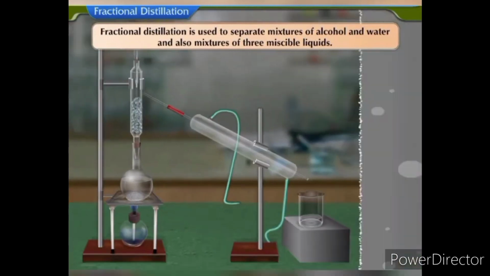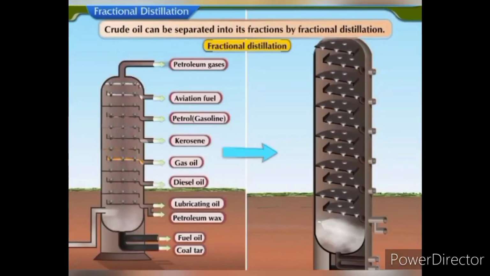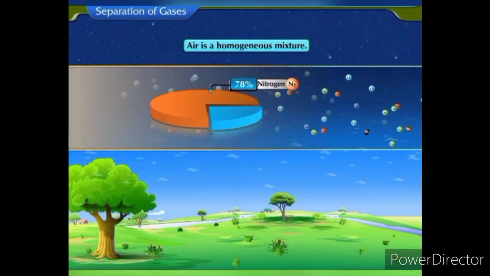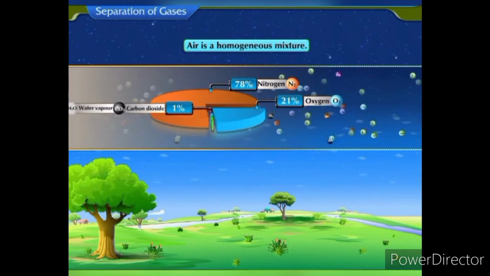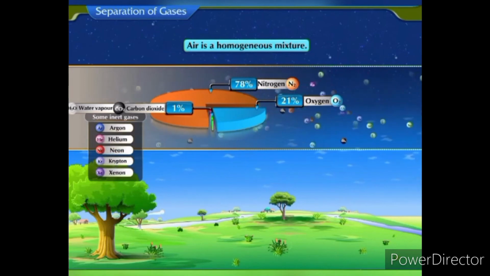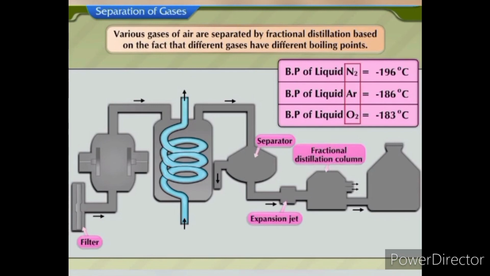Fractional distillation is used to separate mixtures of alcohol and water, and also mixtures of three miscible liquids. Crude oil can be separated into its fractions by fractional distillation. Fractional distillation can also be used to separate a mixture of gases. Separation of gases. Air is a homogeneous mixture of different gases like nitrogen, oxygen, carbon dioxide, argon, helium, neon, krypton, etc. Various gases of air are separated by fractional distillation based on the fact that different gases have different boiling points.